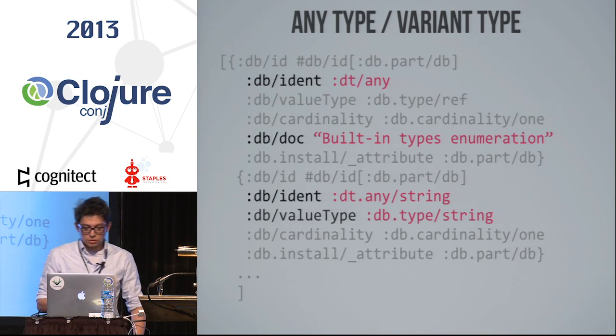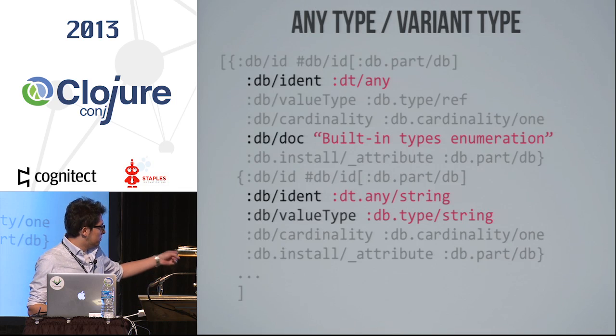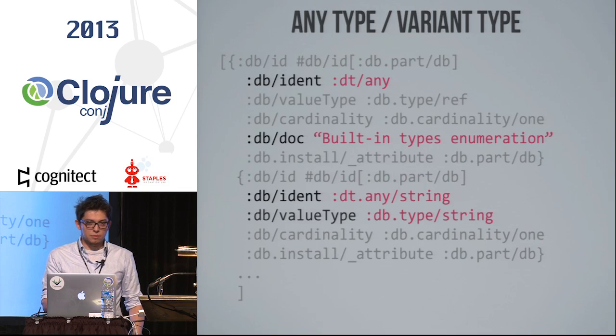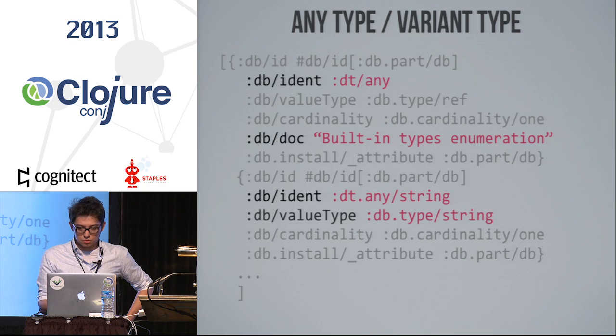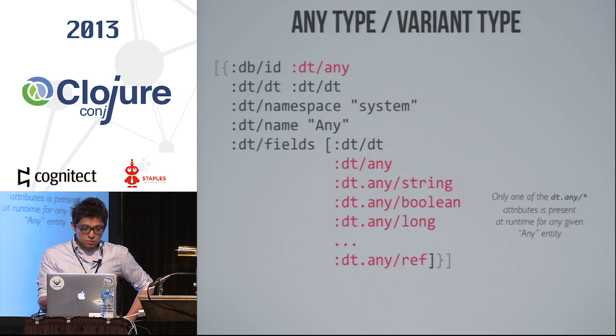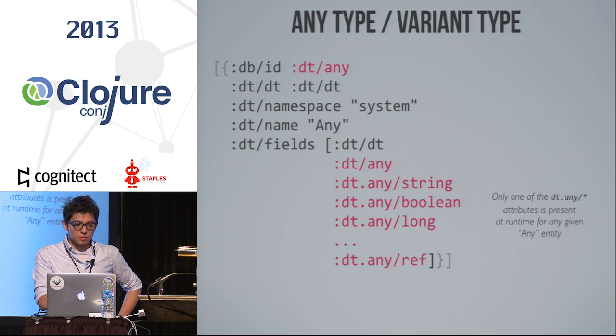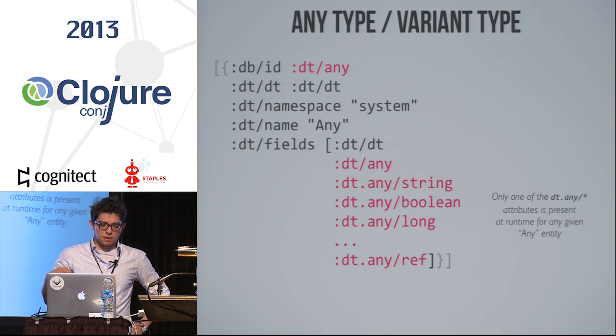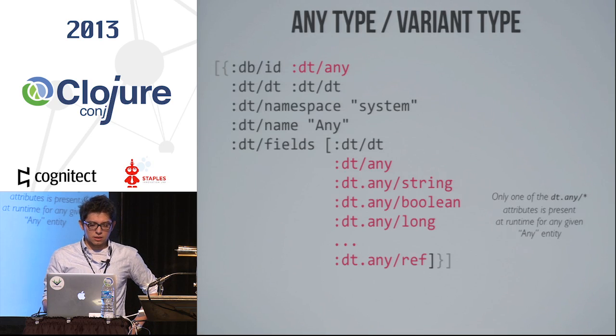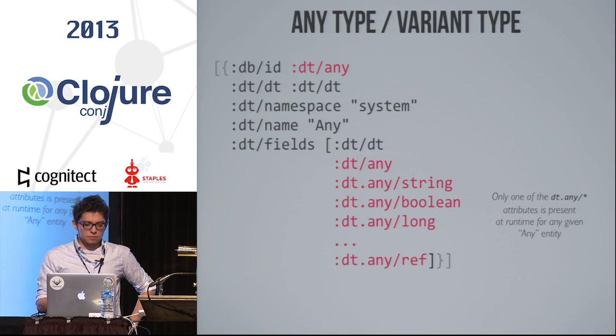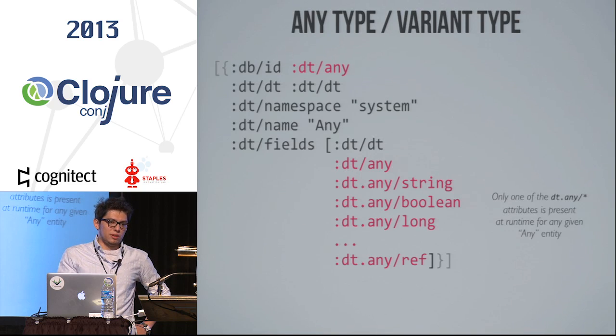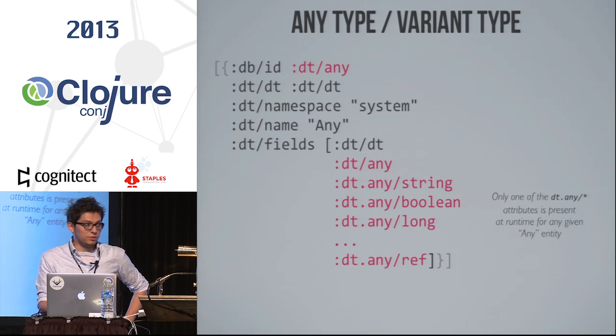Okay, it's not working. But you can see the dots in the bottom. That means that you have to replicate that attribute for each of the known data types to Datomic. And the definition, according to our type system or schema system, would look like this, right? You would have a data type called any, and its fields would be any of the known data types for Datomic, and you would need to make sure that at runtime only one of them is populated. Otherwise, it wouldn't make sense, right?